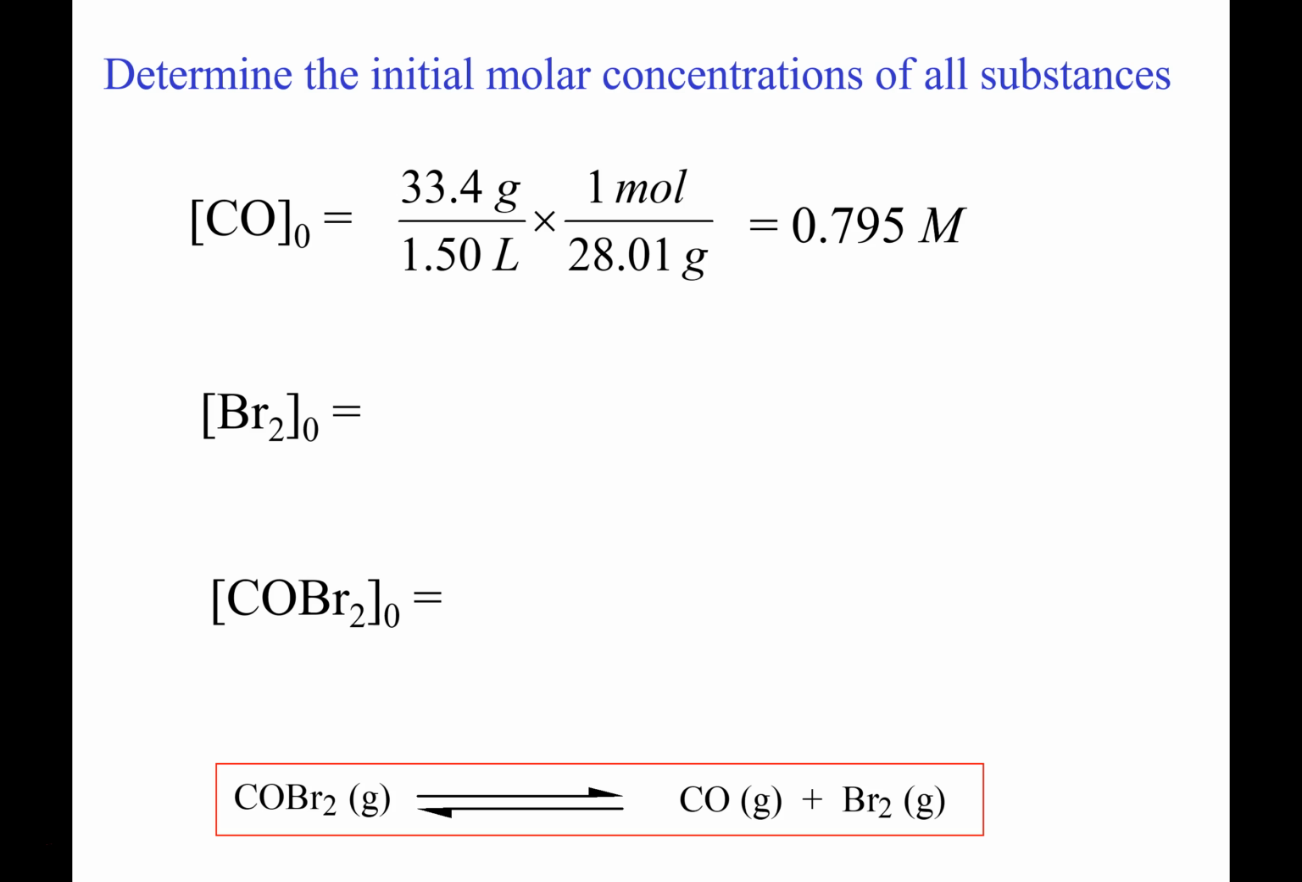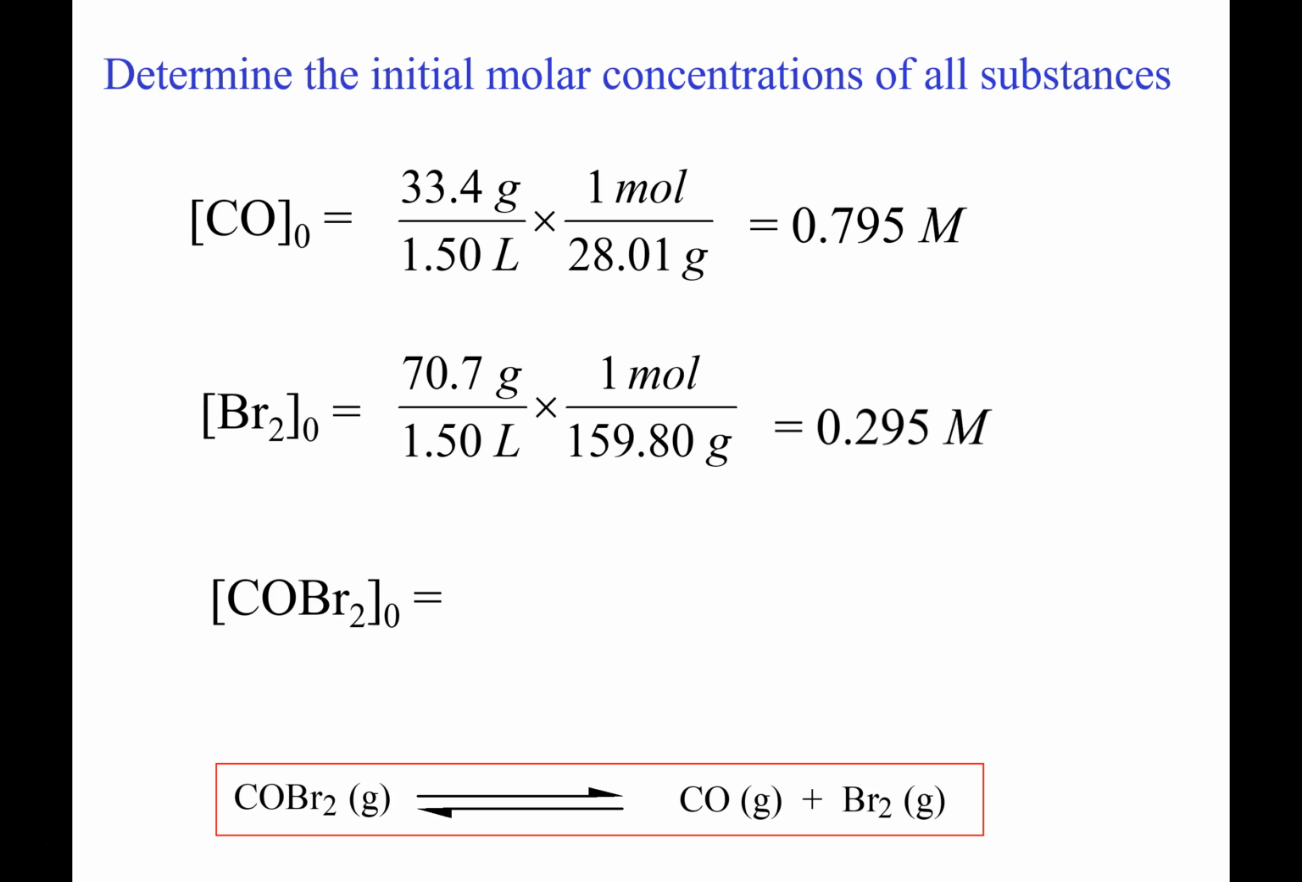With the Br2, again, I would come up with the molar mass, taking 2 times what bromine weighs, which is a lot, and use that as my second term. My first term was the mass of the Br2, which was 70.7 grams, also in the container, which is 1.50 liters. I multiply that by the flipped version of the molar mass, 1 mole over 159.80 grams. Our grams cancel, we're left with units of moles per liter. 3 sig figs again, so the initial molar concentration of the Br2 is 0.295 moles per liter.